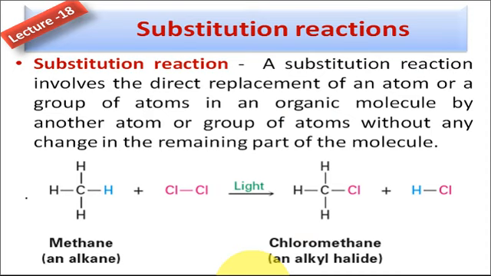Now let us start with the substitution reactions. As we have earlier discussed in lecture 16, the substitution reaction involves the direct replacement of an atom or a group of atoms in an organic molecule by another atom or group of atoms without any change in the remaining part of the molecule. So here it is the replacement of hydrogen by chlorine, and the remaining part CH3 is the same. This is an example of the substitution reaction.